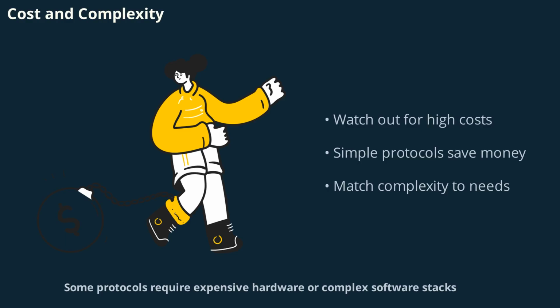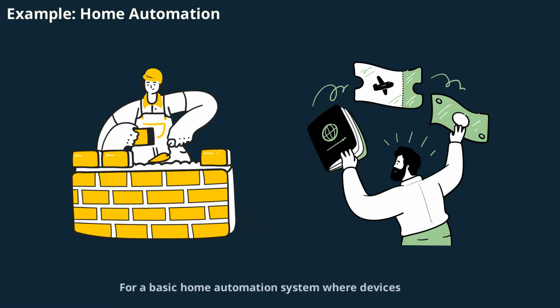Some protocols require expensive hardware or complex software stacks, which can drive up both the price and the size of your system. For simple applications, it often makes sense to choose a straightforward protocol that meets your needs without unnecessary overhead. For a basic home automation system where devices just need to send or receive simple commands, using a complex protocol like Ethernet would be overkill.